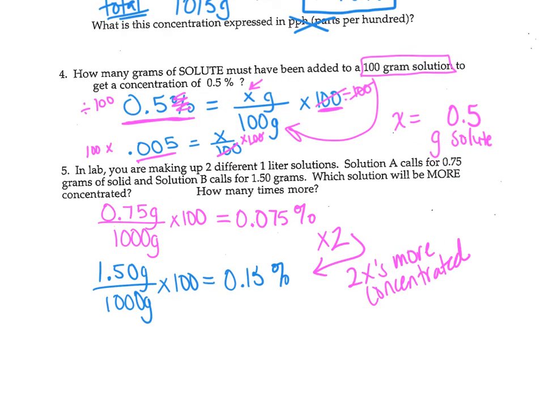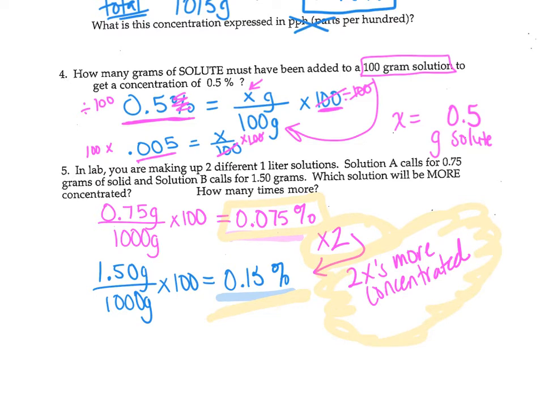All right, finally for the last one, we've got 0.75 grams going into 1 liter, which would be 1,000 grams. So that would give me a percent concentration of 0.075. And then if I take a look at the other solution, I've got 1.50 grams going into 1 liter. So that would give me a 0.15% concentration. And so if I compare these two, I would have to multiply my answer in pink here times 2 in order to get this other solution. So that would mean that this is 2 times more concentrated. The second one is over the other one.